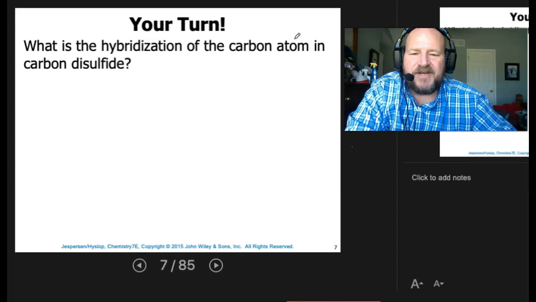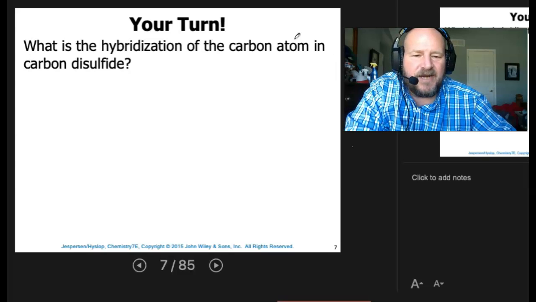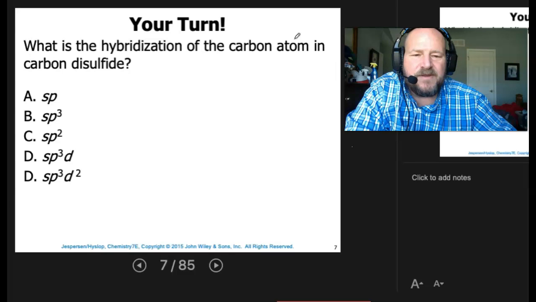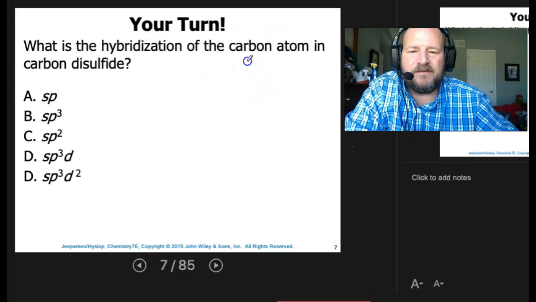All right, what is the hybridization of the carbon atom in carbon disulfide? Carbon disulfide. Now this one might be a little tricky. We're going to think carbon should be sp3 because it has 4. It's going to form a tetrahedral. But is it? So carbon disulfide, CS2.